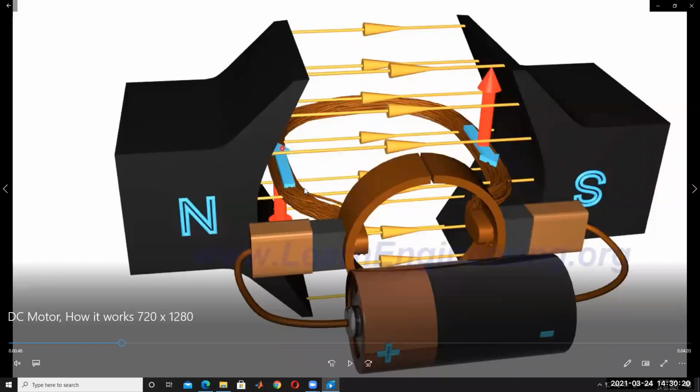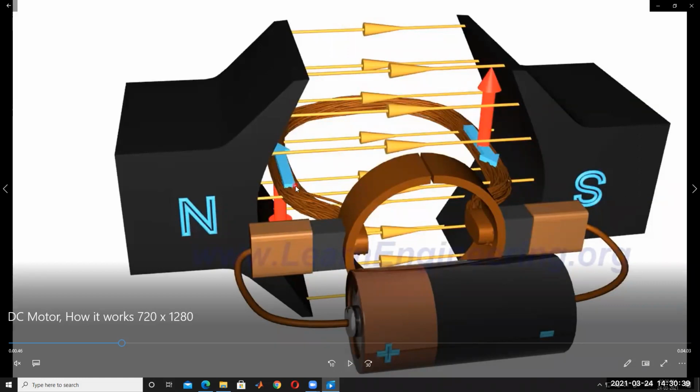The current direction is in this direction, the flux direction is in this direction, and the force direction on this conductor is upward. The force direction on the other conductor is downward. Because of that, it is trying to rotate in the anti-clockwise direction.